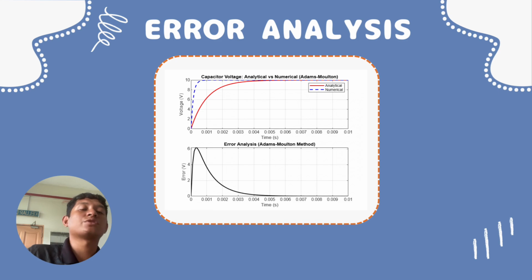What does this graph show? The error analysis. The first graph shows the capacitor voltage, analytical versus numerical in Adams-Moulton, and the second graph shows the error between the analytical and the Adams-Moulton methods.